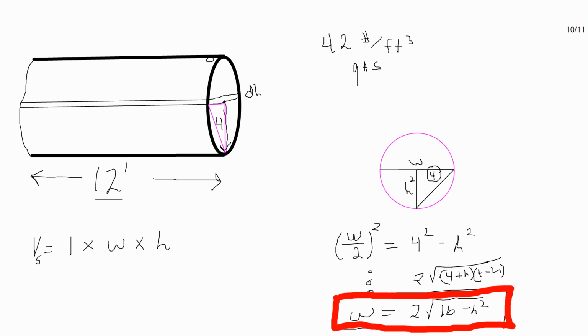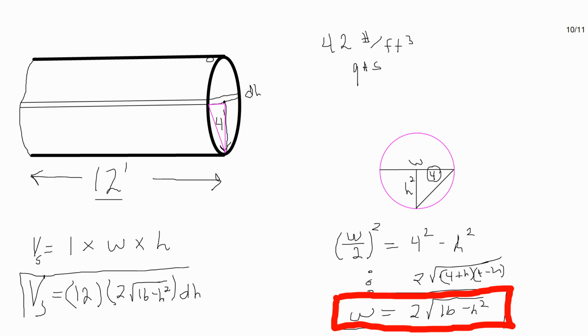So the volume of the slice is equal to, I'll do the length for you, 12, times 2 square root of 16 minus 8 squared times delta H. There's your volume. Now what are we going to do with that volume? Multiply by the density to get the what? The mass. Y'all starting to see a pattern?